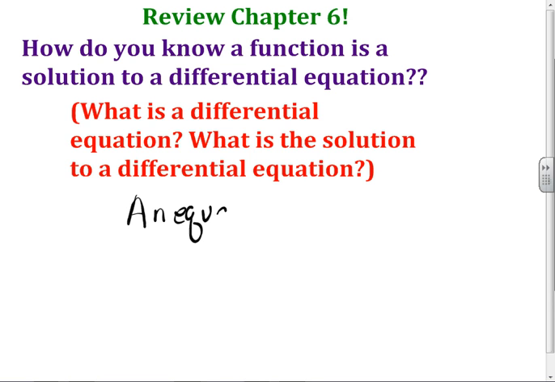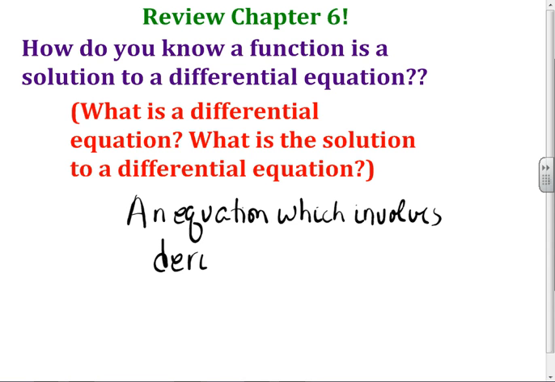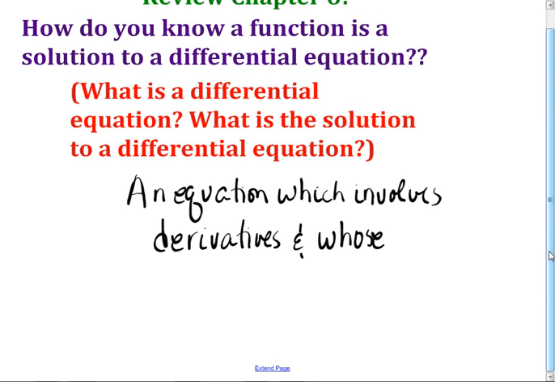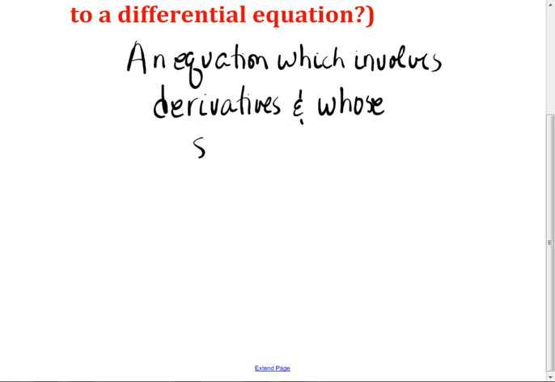A differential equation is an equation which involves derivatives, and that's not enough. The solution, right, whose solution is a function. When you solve equations, you're usually finding numbers. This is going to be a function.